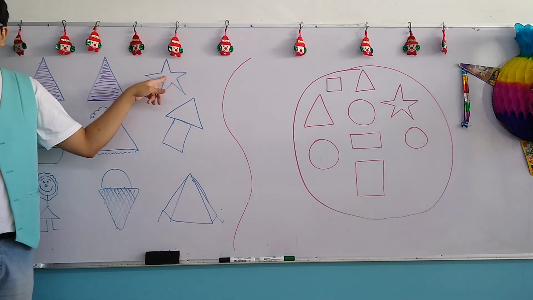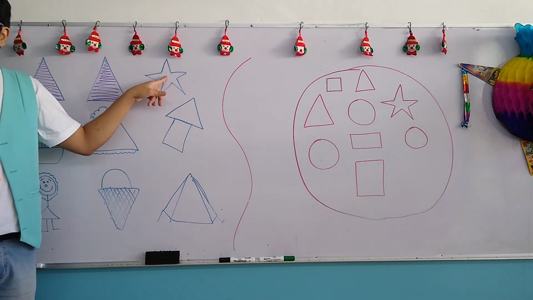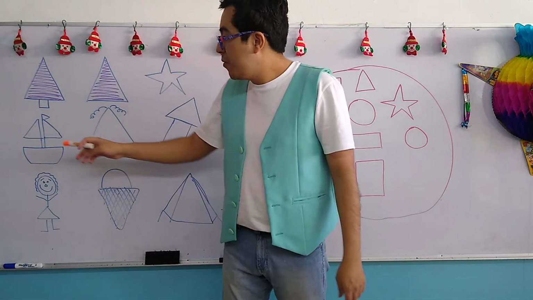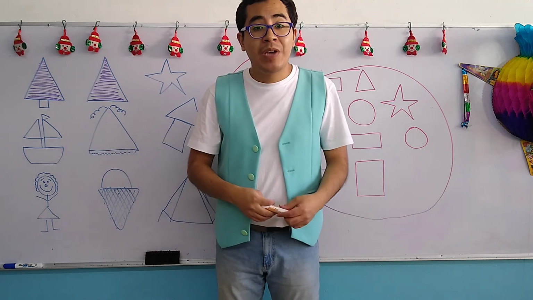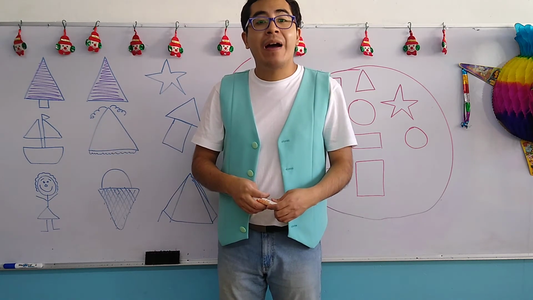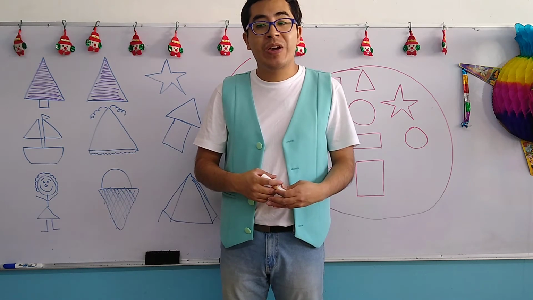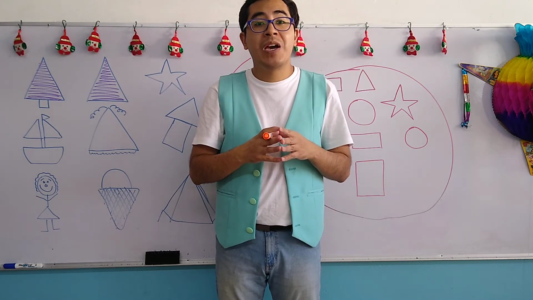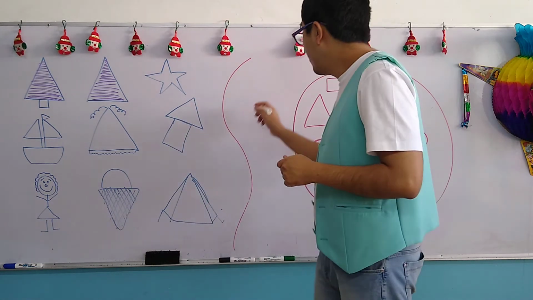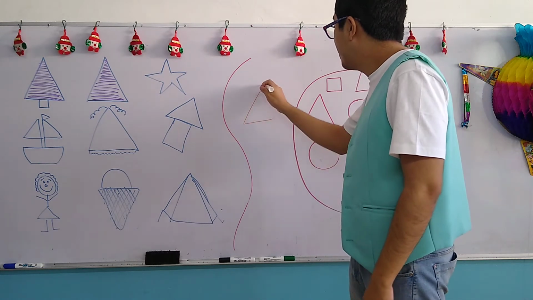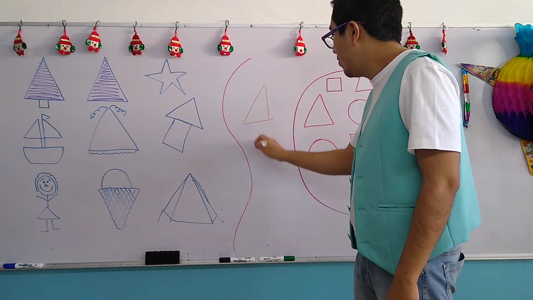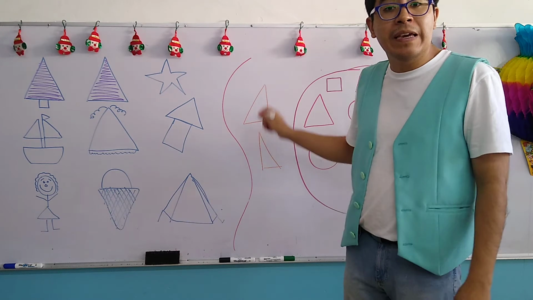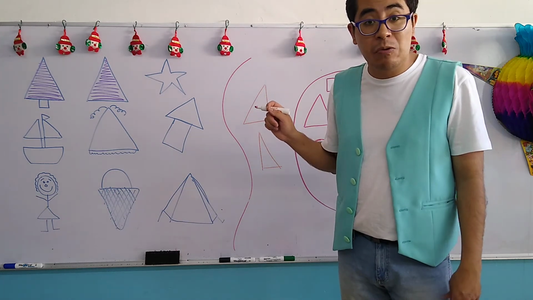The second object is a star. So stars are not triangles, so we don't paint it. We continue with this boat. Now, sometimes triangles, okay, are drawn, son dibujados, okay, with a different form, de otra forma. Sometimes triangles are drawn in this form or in this form, okay? But they are still, siguen siendo, they are still triangles, okay?